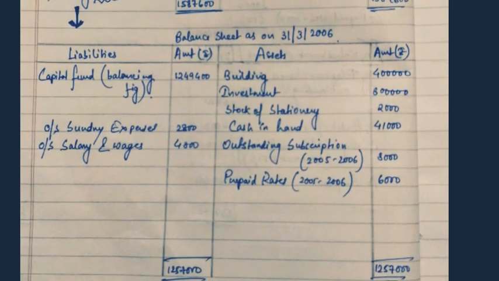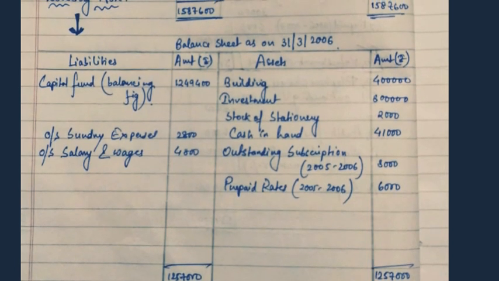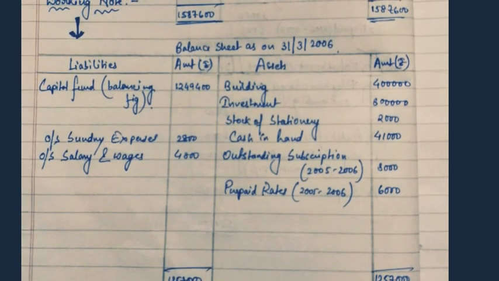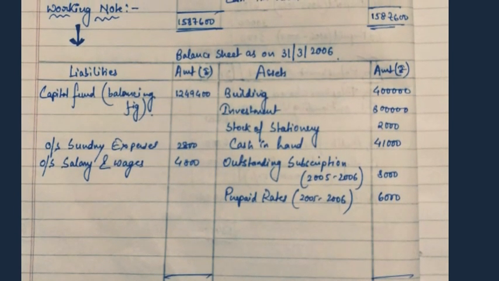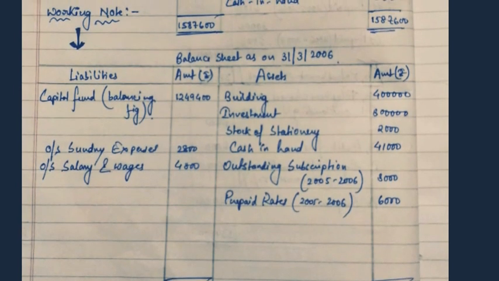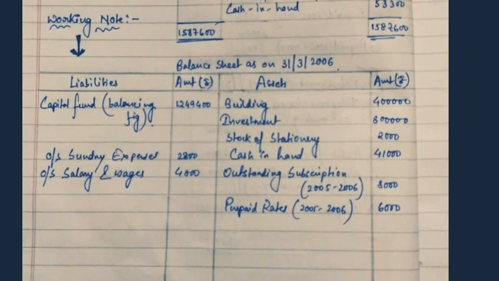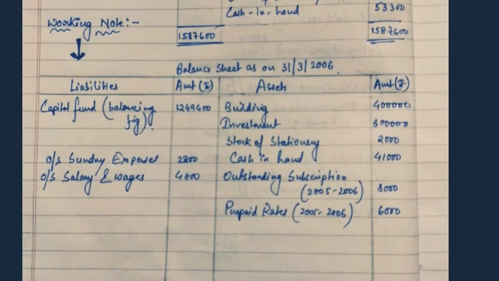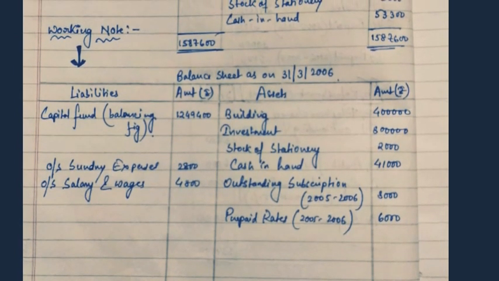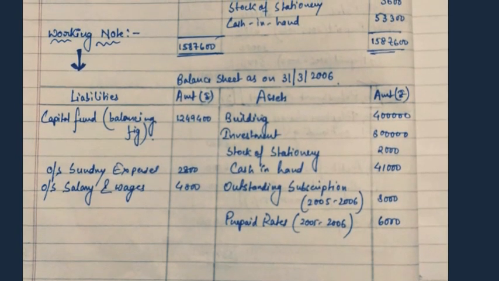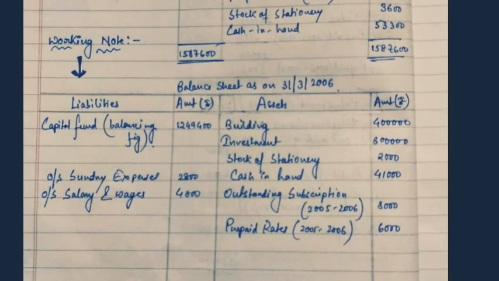Now, before preparing the balance sheet for the current year, we need to prepare the balance sheet for the previous year as a working note. As you will find in the working note, the building value given in the adjustments, 4 lakh, will appear as an asset, investment value 8 lakh will appear as an asset, stock of stationery for 2005-2006 valued rupees 2,000 will appear as an asset, opening cash in hand appearing in the receipt and payments 41,000 will come on the asset side.